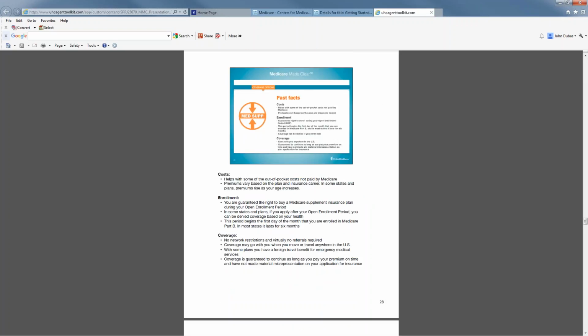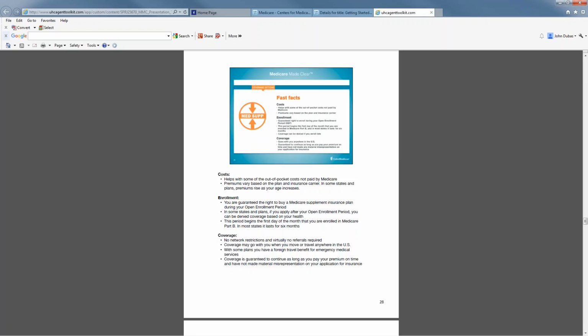Some additional facts about Medicare supplement programs. There are costs that are involved, and these programs help with some of the out-of-pocket costs not paid by Medicare. And the premiums that are charged for the program vary according to the plan and the insurance carrier. In some states and plans, premiums rise as your age increases. The enrollment into these programs, while you're guaranteed the right to buy a Medicare supplement insurance plan during your open enrollment period, in some states and plans, if you apply after your open enrollment period, you can be denied coverage based on your health.